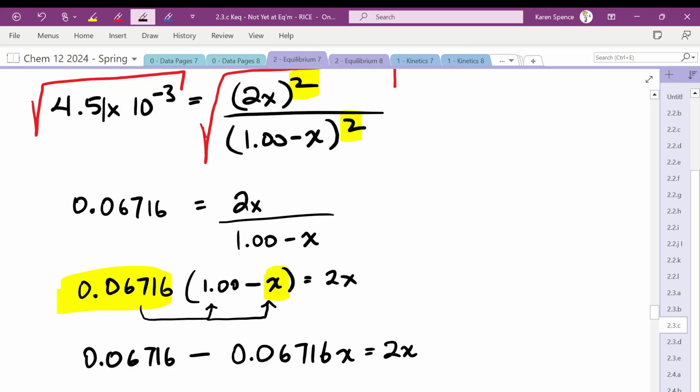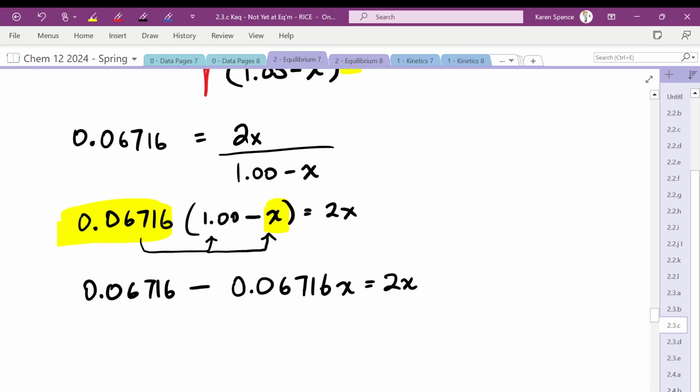How much of this algebra do you need to show? As much as you need to do to get it correct. I'm going to show you every step because it makes it easier to follow along. But you don't need to show every single step as long as you get it correct.